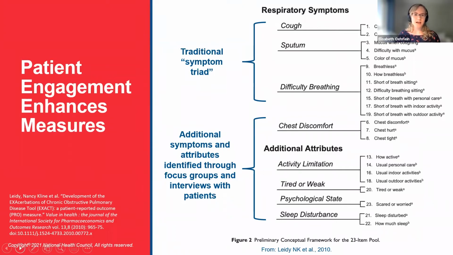But what they also found was through their additional patient engagement work, they were able to identify a number of different symptoms as well as attributes that are also really important to patients. And so they were able to move forward with those particular symptoms and embed those into a patient-reported outcome measure. So if they hadn't conducted that additional focus group work, they would have been missing out on a lot of important aspects of a treatment to patients.